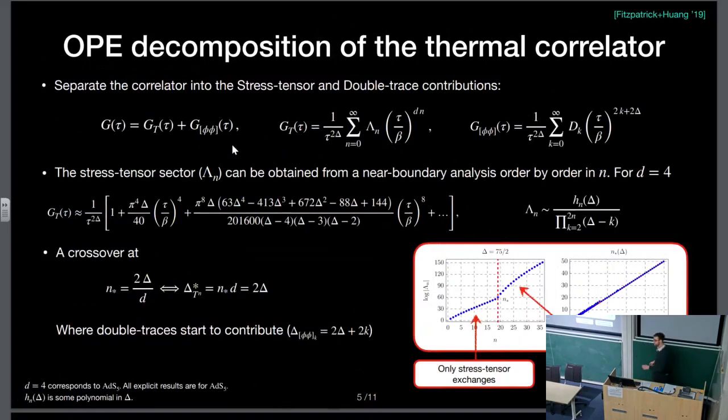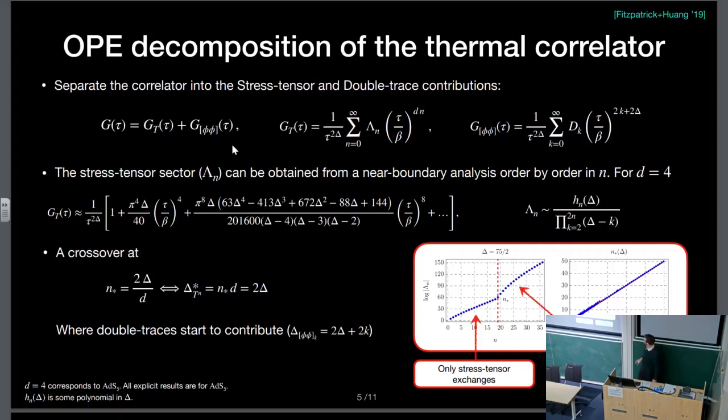This is the old story for bouncing geodesics, which is by now 20 years old. Now we want to see, okay, how is this encoded in the OPE data? Again, I decompose my thermal correlation function into the stress tensor sector and the double trace sector. I will stress just the exponent that you see in terms of tau over beta. Those are the conformal dimensions of the exchange operators.